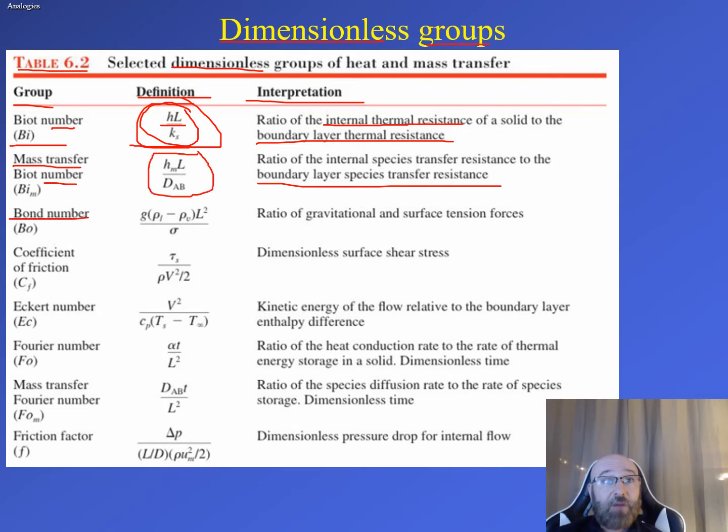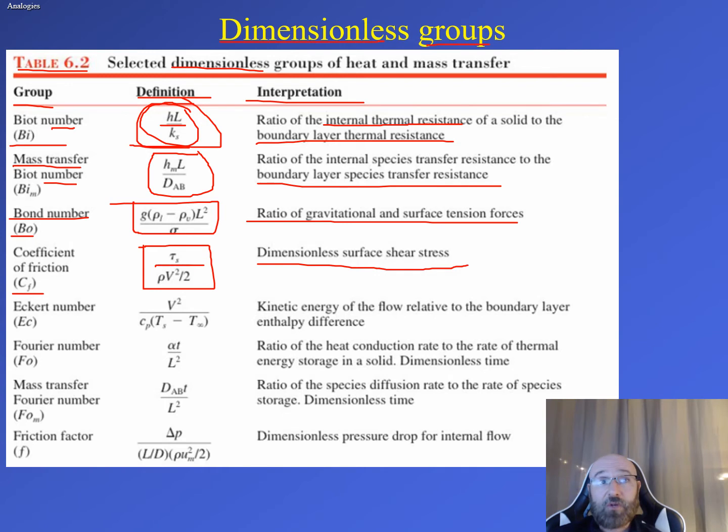We have our Bond number, our Bo right there, which is the ratio of the gravitational and surface tension forces. We have our governing definition right here. We also have our coefficient of friction, or C_f, which is the dimensionless surface shear stress. So right here, we have our definition, tau_s over rho V squared over 2. We have our Eckert number, and this is the kinetic energy of the flow relative to the boundary layer enthalpy difference. We have our definition for this as well that we can plug into.